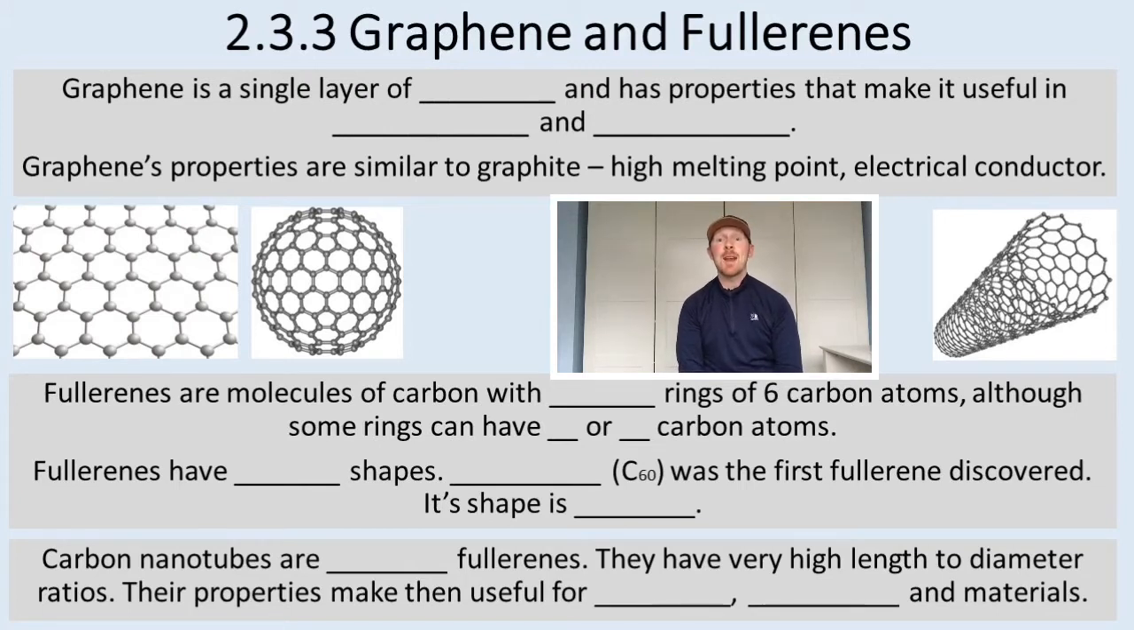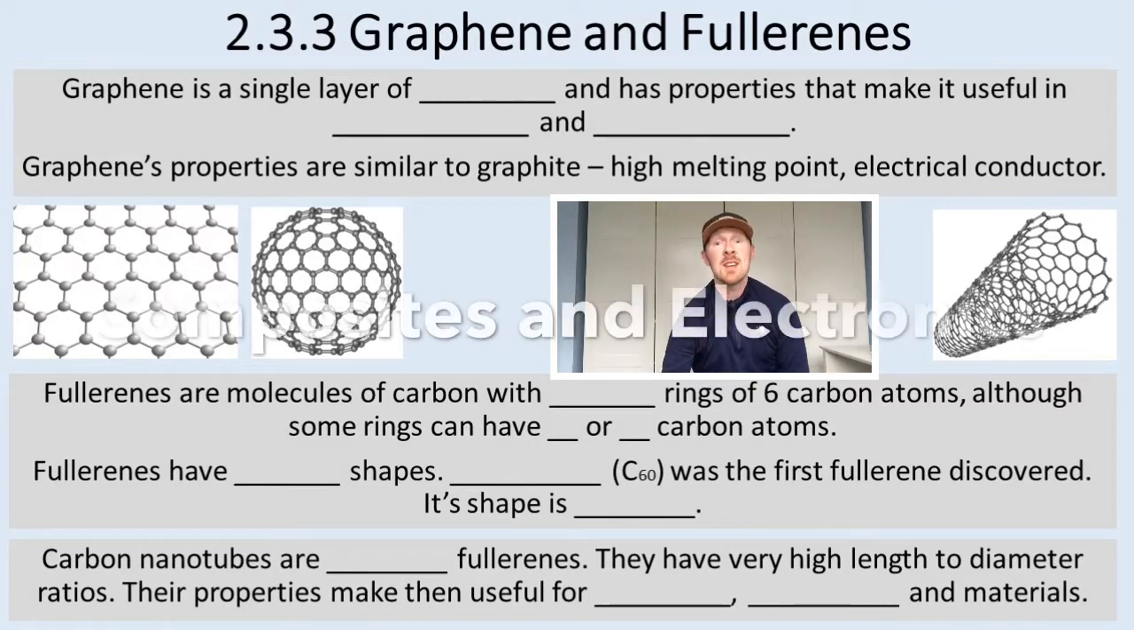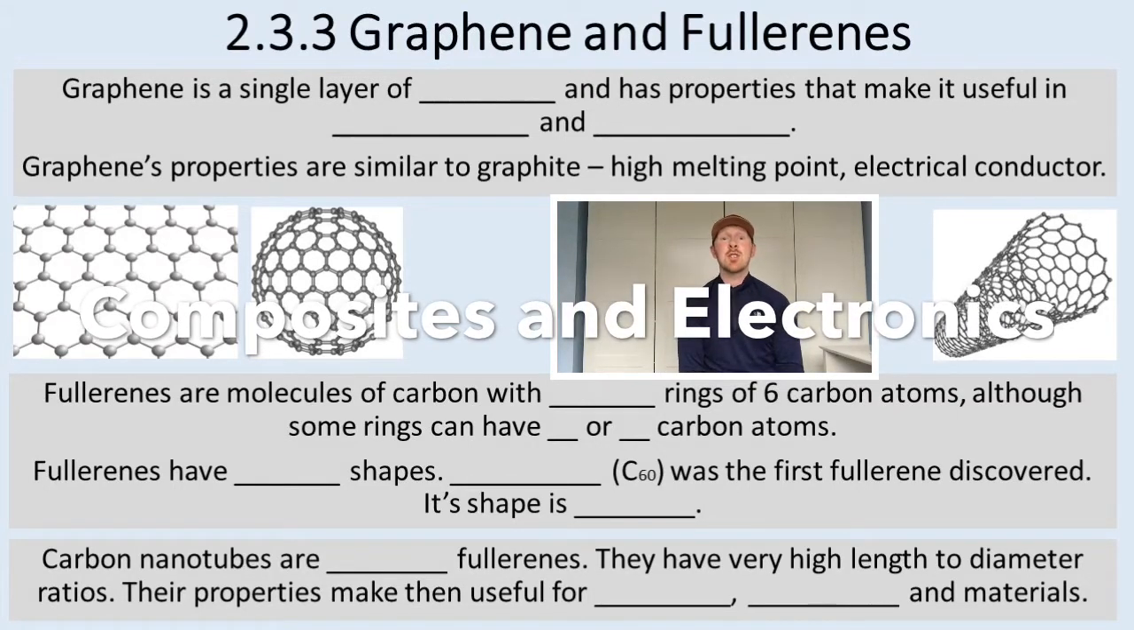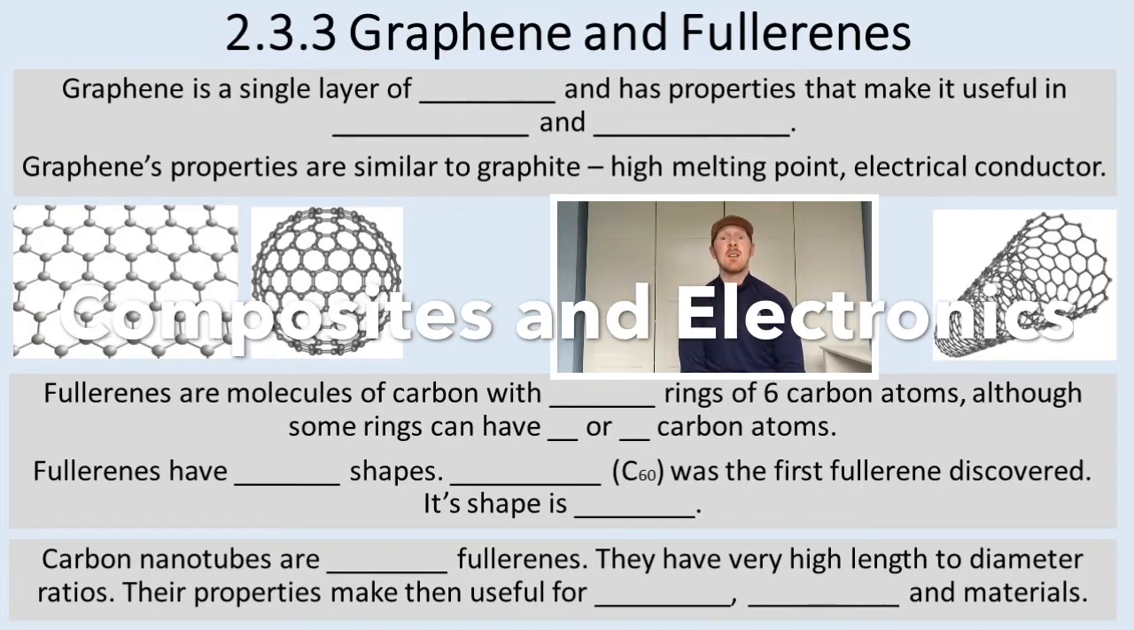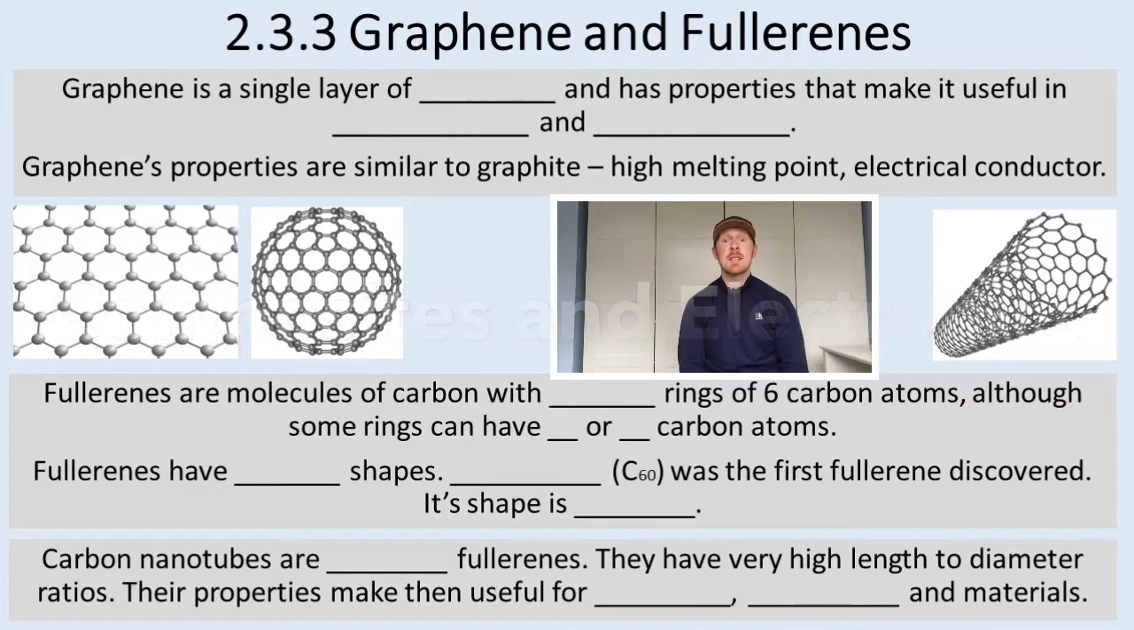Remember, each carbon atom has 3 strong covalent bonds and 1 delocalized electron that could carry a charge through the structure or through the layer. That means it's really useful. It's useful in composites because it's hard and strong, and secondly it's good in electronics because as a single layer it's transparent, but also it conducts electricity.